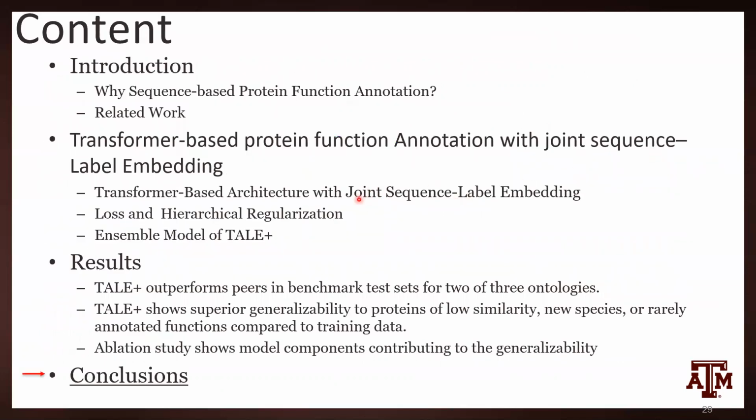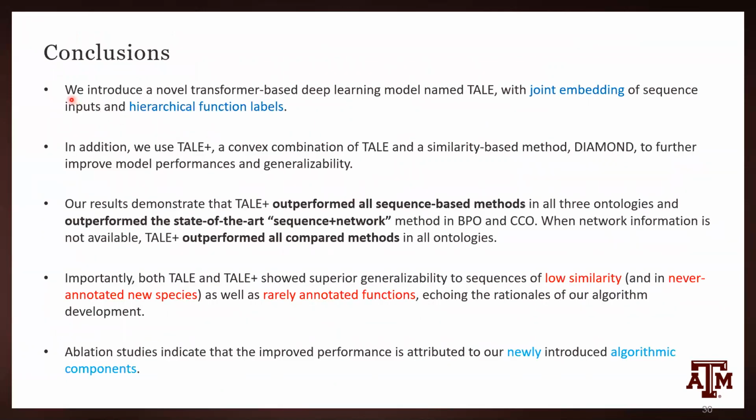Okay, finally, I will go into the conclusions. So in this study, we introduced a novel transformer-based deep learning model named TEL with joint embeddings of sequence inputs and hierarchical function labels. In addition, we use TEL plus, a convex combination of TEL and a similarity-based method diamond, to further improve model performances and generalizability. Our results demonstrate that TEL plus outperforms all sequence-based methods in all 3 ontologies and outperforms the state-of-the-art sequence plus network method in BPO and CCO. When network information is not available, TEL plus outperforms all compared methods in all ontologies.